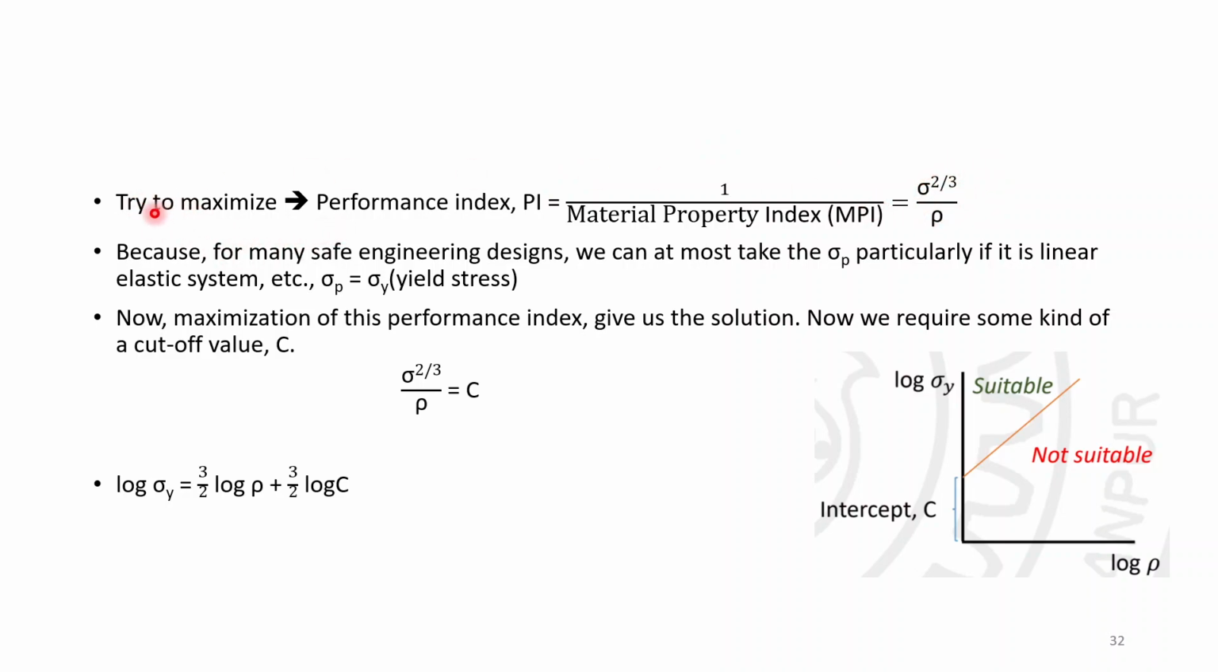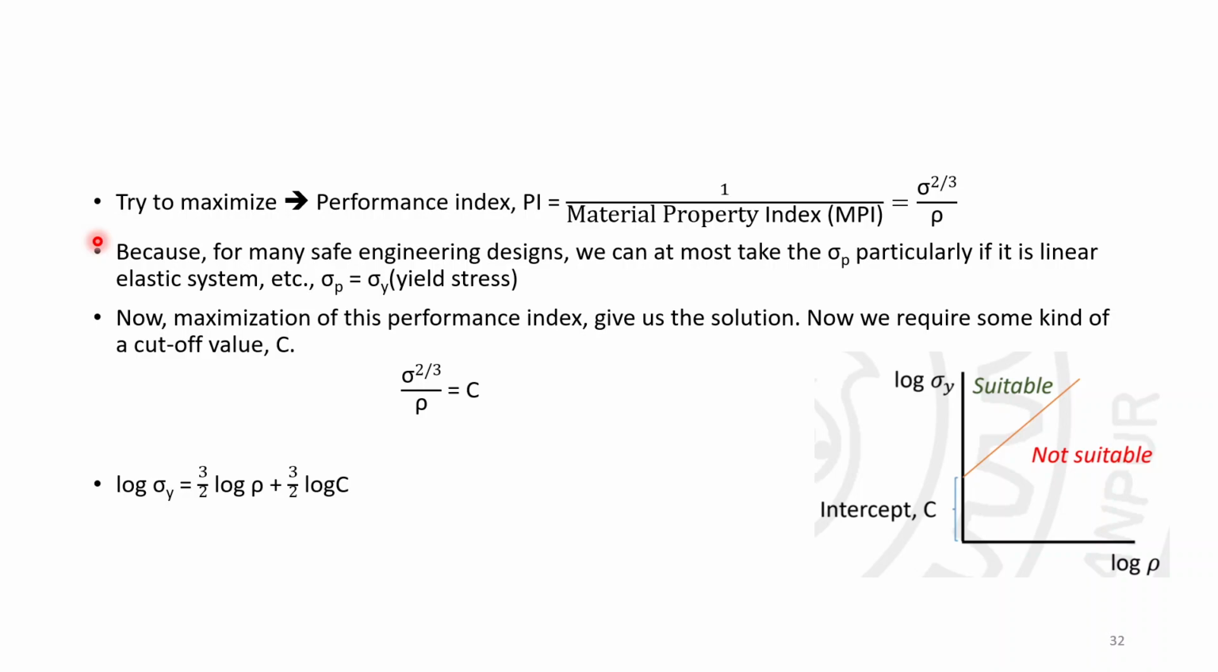Now for many safe engineering designs, we can at most take sigma up to the yield stress, particularly if it is a linear elastic system. So sigma becomes your yield stress. So up to yielding, you limit your materials. After yielding, you don't allow that much force to your system. Now maximization of this performance index gives us the solution.